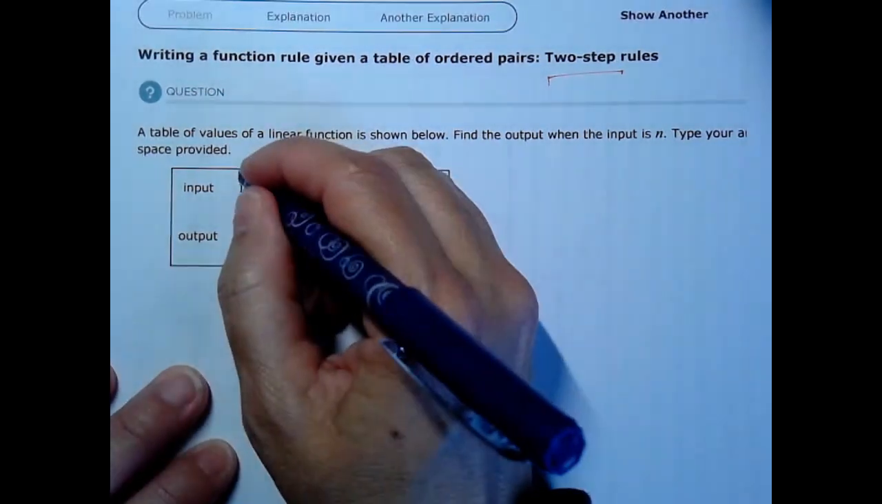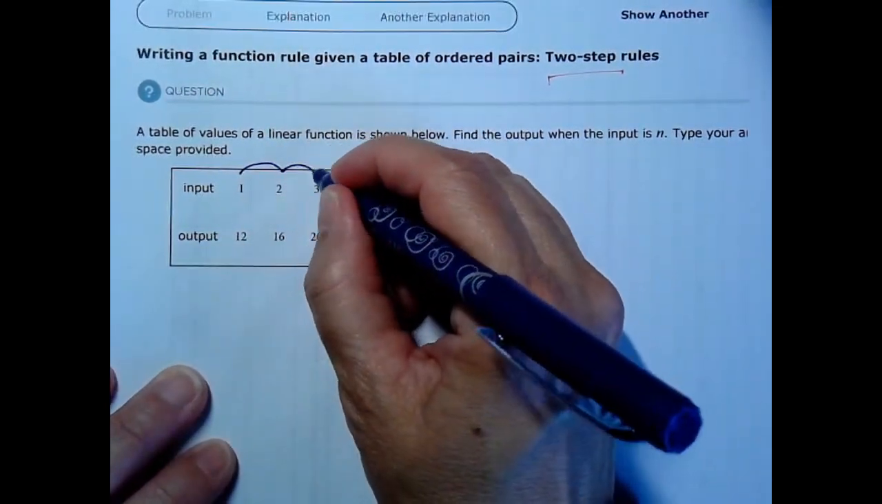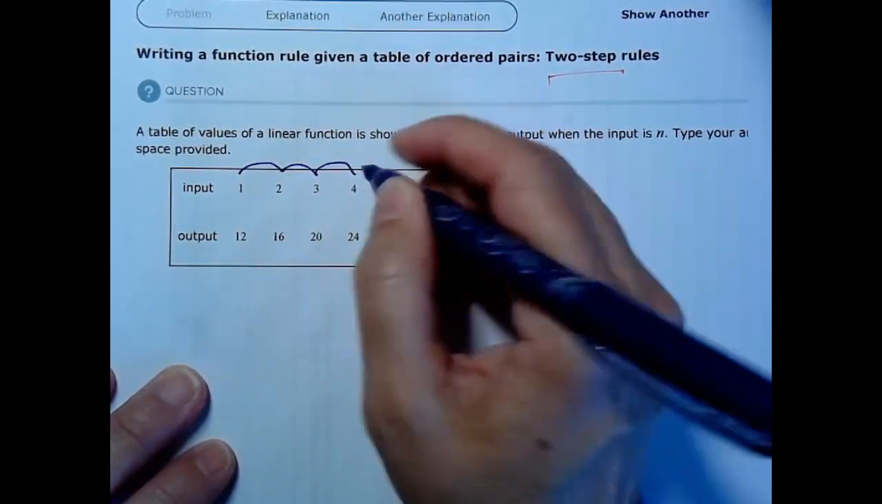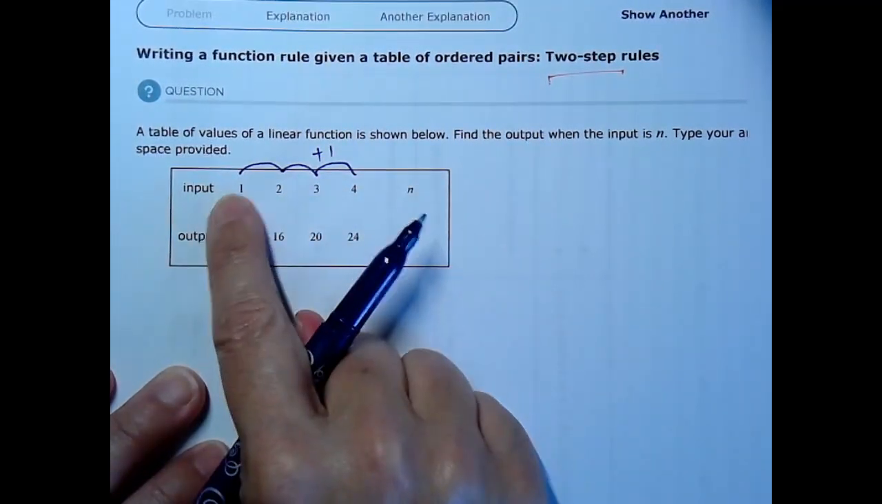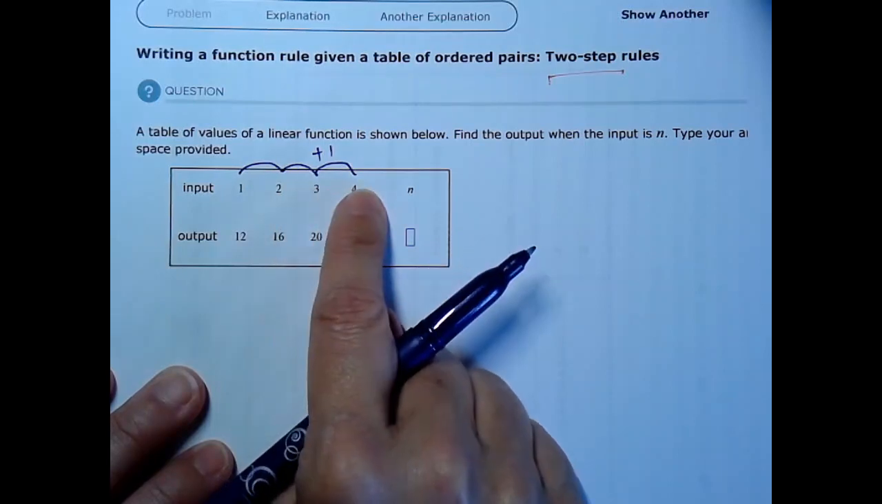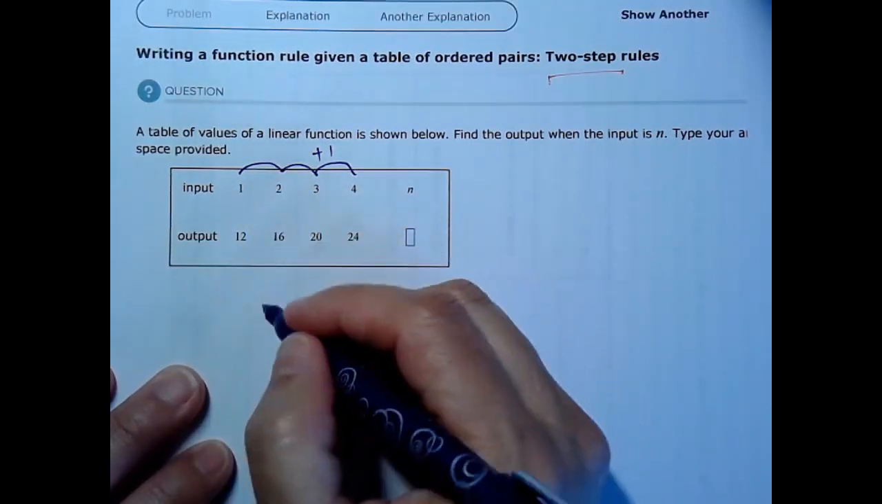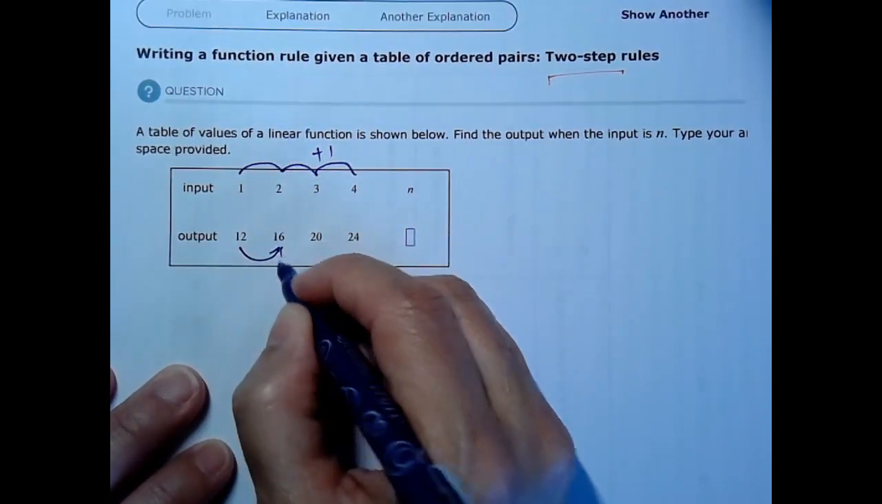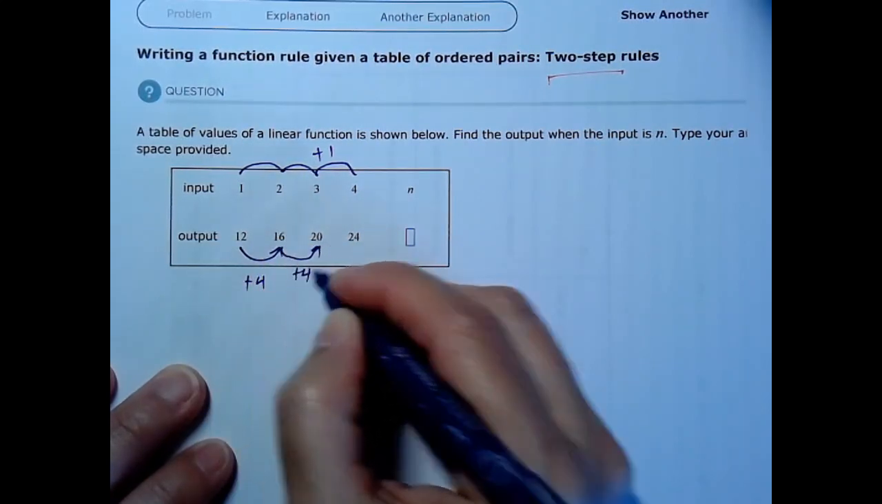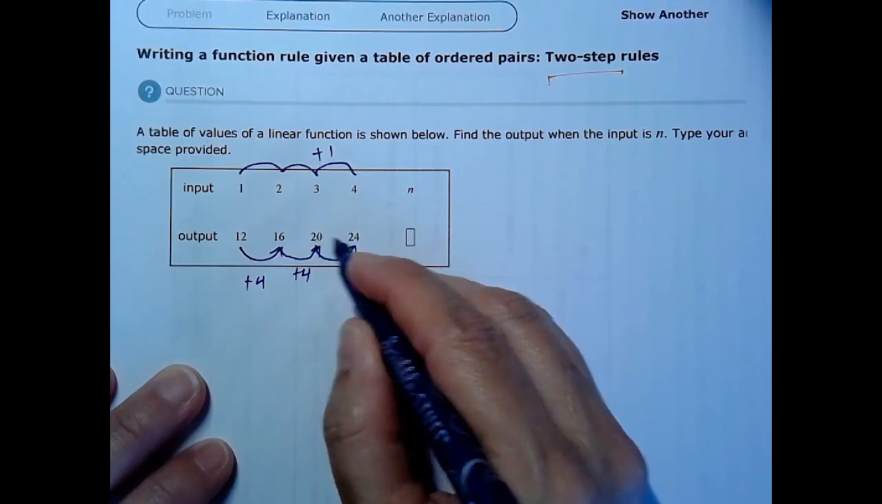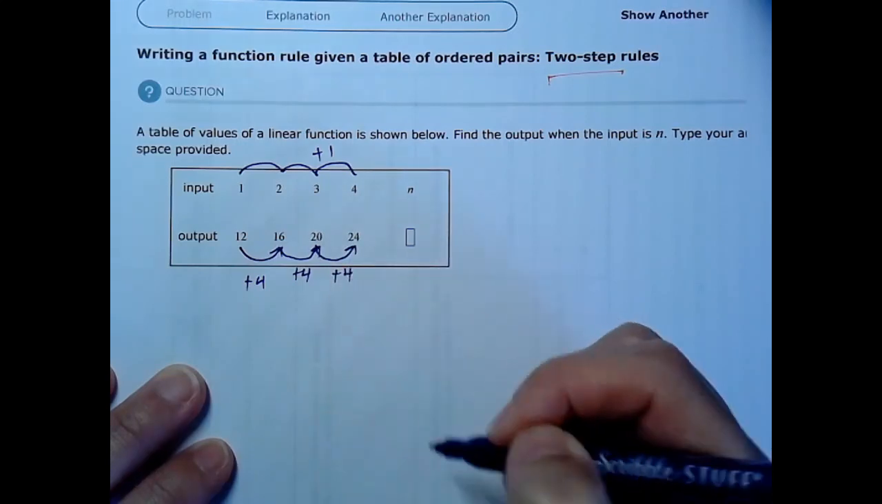So if I go from my input to my next input to the next input and so on, I'm adding 1 each time. 1 plus 1, 2 plus 1, 3 plus 1, okay? To get from 12 to 16, I would have to add 4. To get from 16 to 24, I would have to add 4. And to get from 20 to 24, I would add 4.